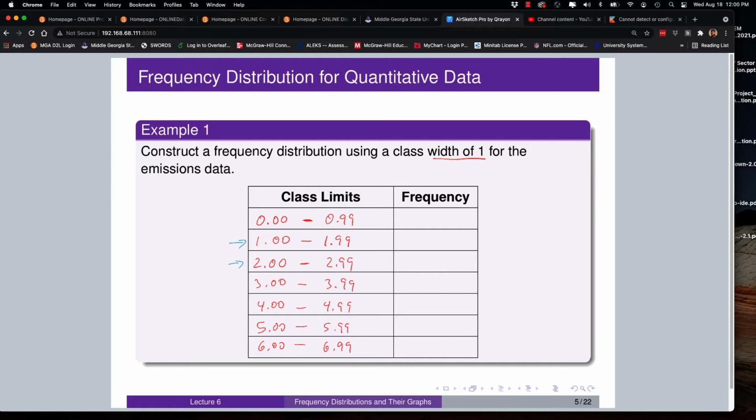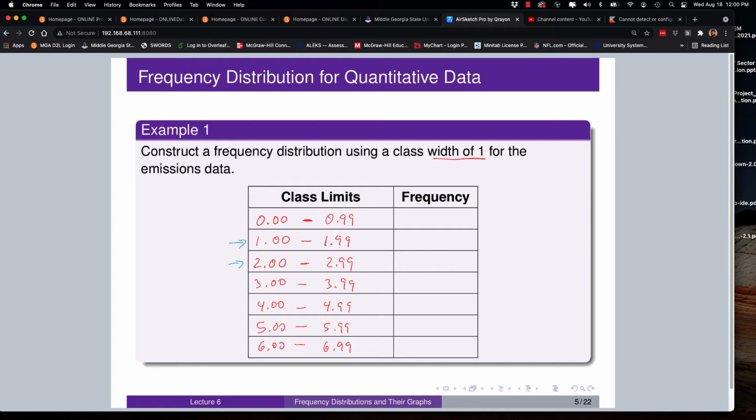It said we stop when we get a class that includes the largest value in the data set, or the maximum. Since our biggest data value is 6.64, we can stop at the class that has the limit 6 to 6.99 because it includes that. You don't have to keep going. Stop where you got to stop.